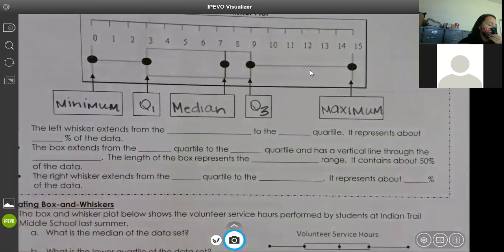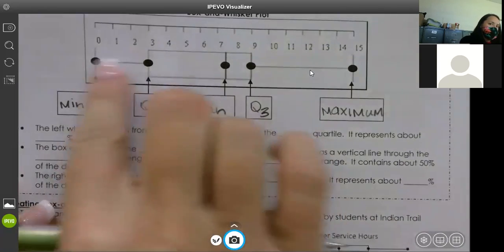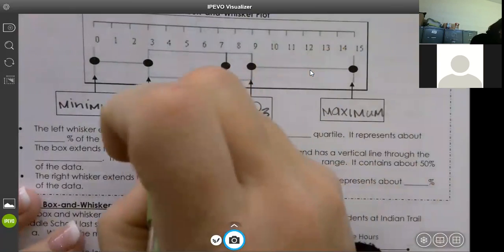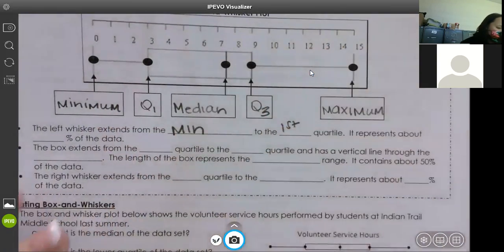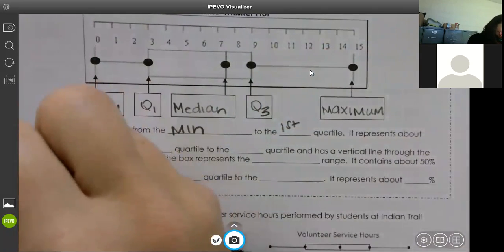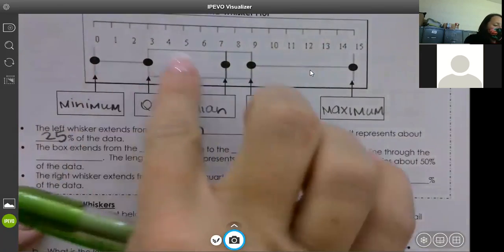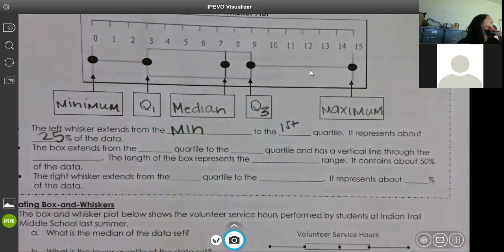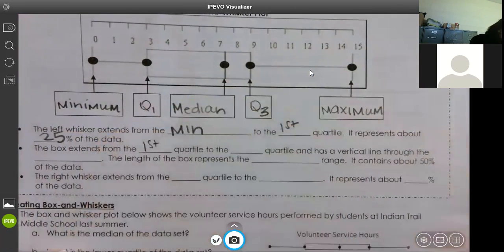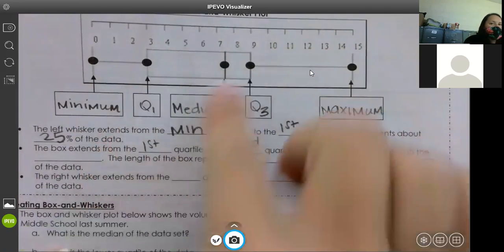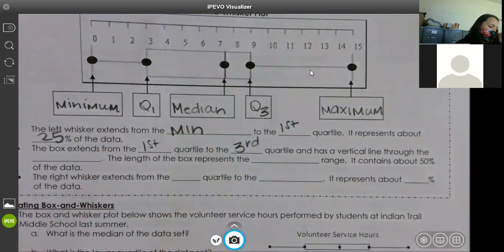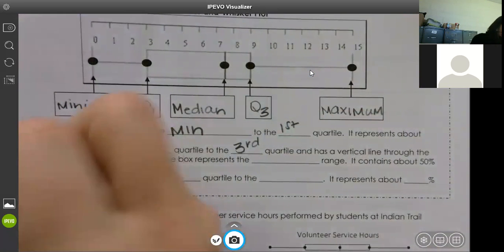So then just some fill in the blanks down here. The left whisker, that's this one, extends from the minimum to the first quartile. It represents about 25% of the data. So each little section holds 25% of the data, making up 100%. The box extends from the first quartile to the third quartile. So this rectangle in here goes from the first to the third quartile and has a vertical line through the median.